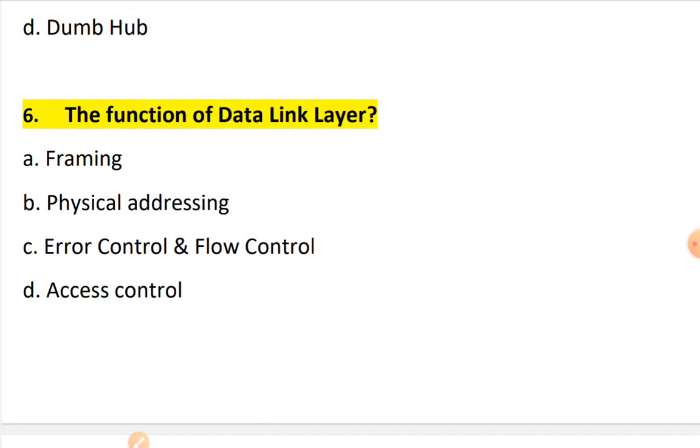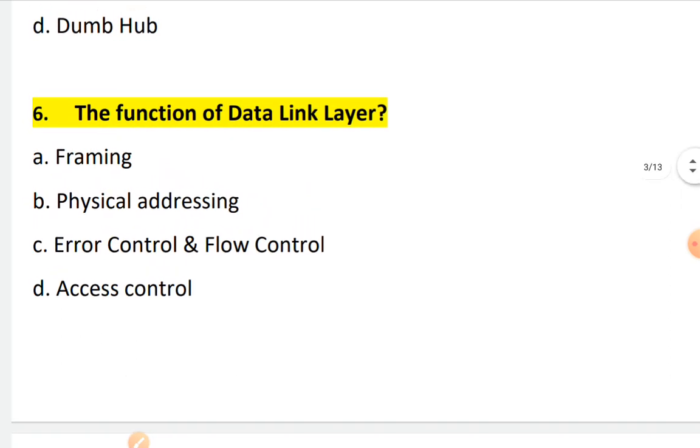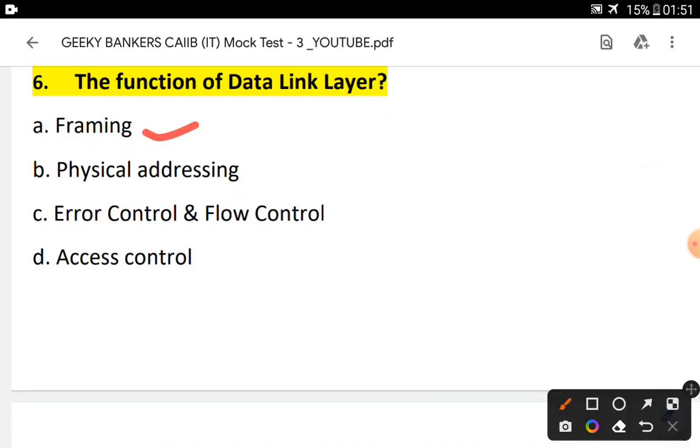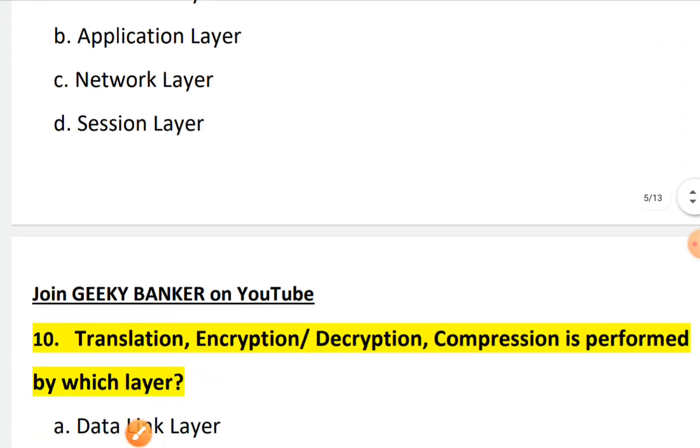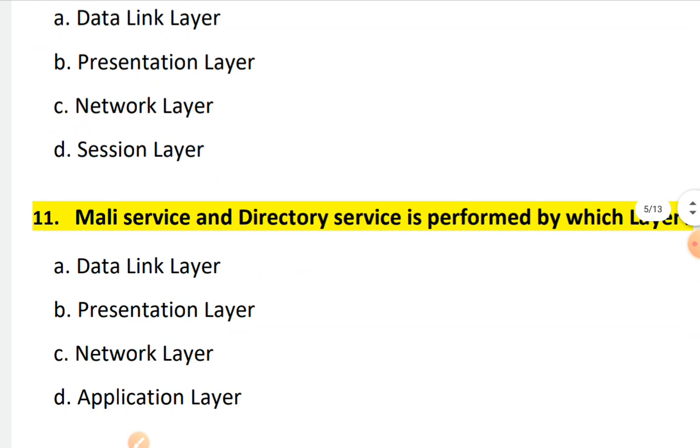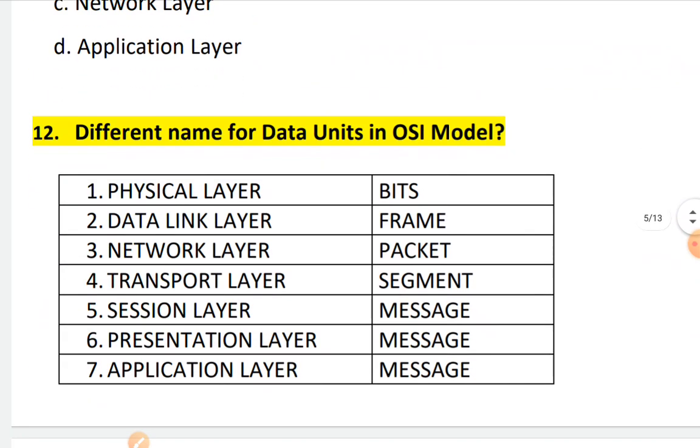The functions of the data link layer: first one is framing, this is true. Second one is physical addressing, this is true. Error control and flow control, this is true. Access control, this is true. So these all are functions of the data link layer. Okay, so these are the questions.